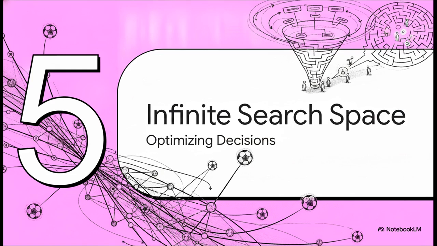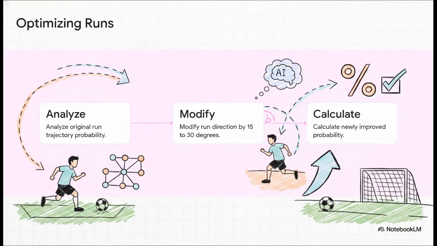Let's look at how we can actively optimize player decision-making. Imagine the technical staff having access to an interactive tool right there on the bench. They can pause a frame of tracking data, analyze a player's original run trajectory, and then ask the AI, hey, what if they ran just slightly differently? By modifying the run direction by just 15 to 30 degrees, the model instantly calculates the newly improved probability of success.